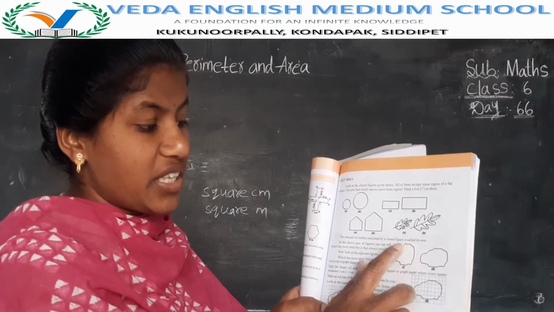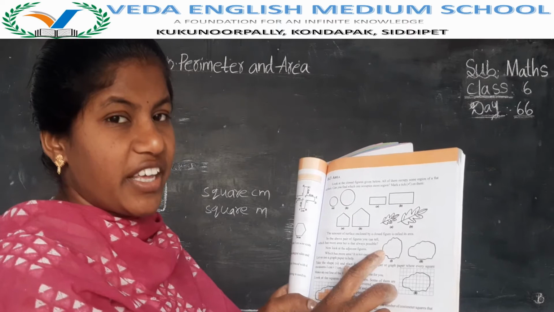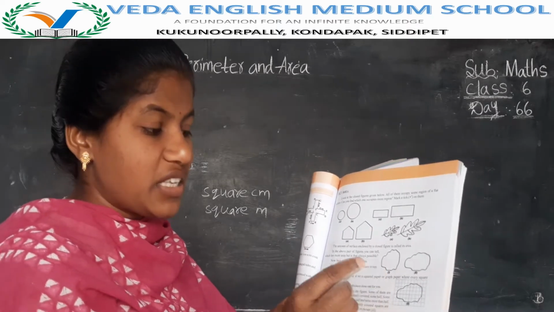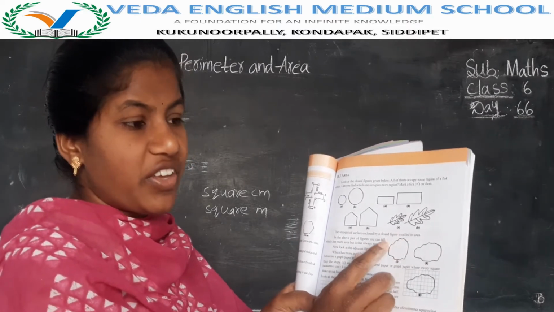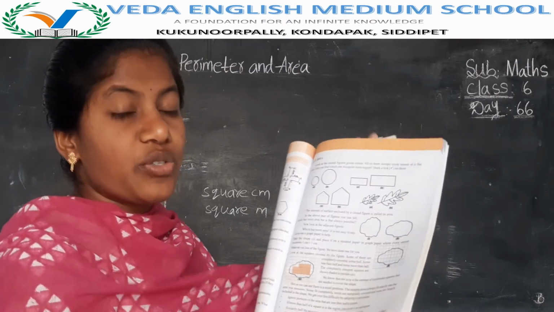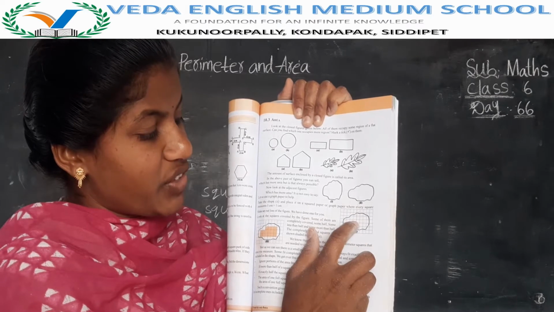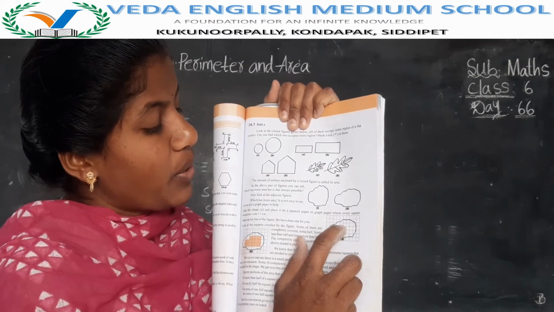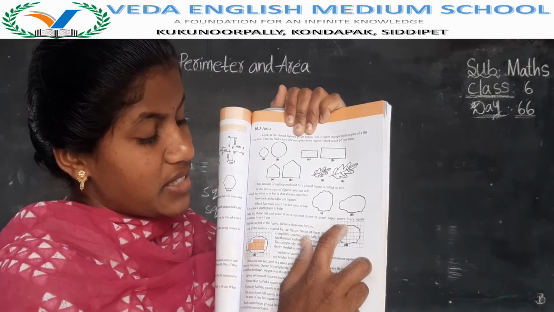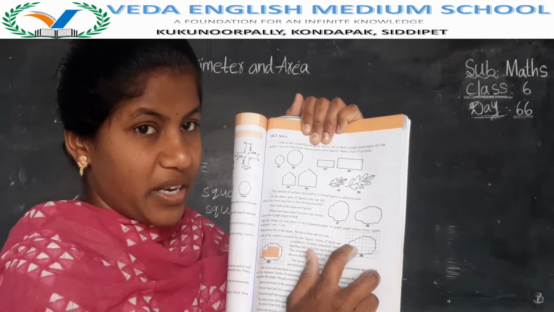But now see the figure, how is it. We cannot find the area of this figure easily. We can find it, but it is somewhat difficult. So if the figures are like this, then you have to use graph paper to find the area. You keep this figure on the graph paper. Then you have to count how many boxes this figure has occupied.